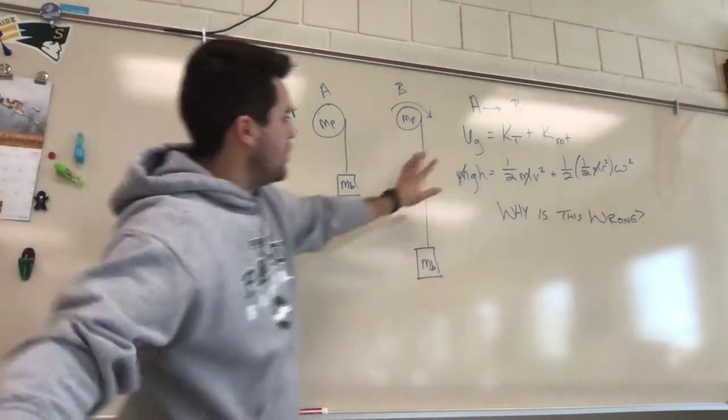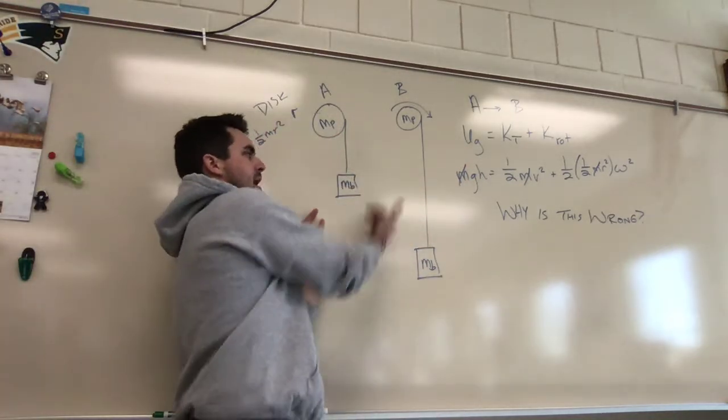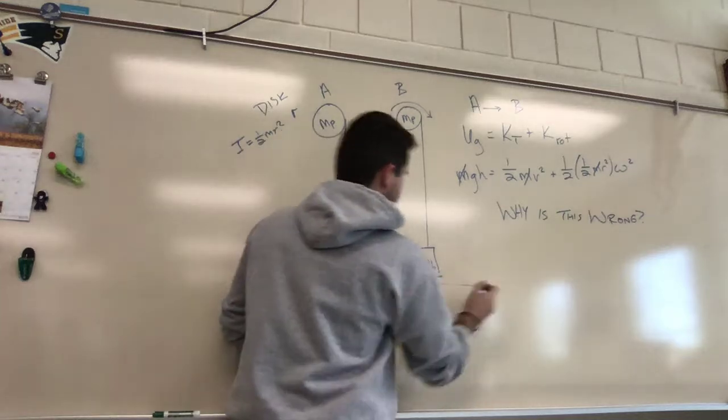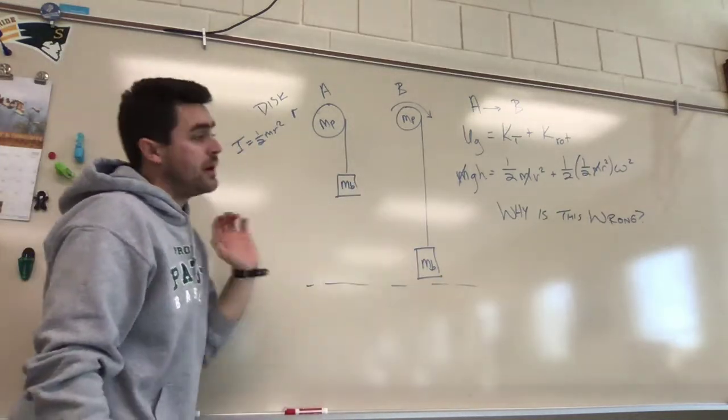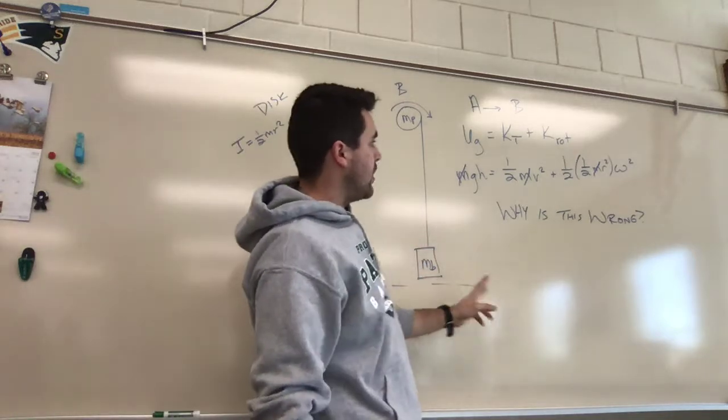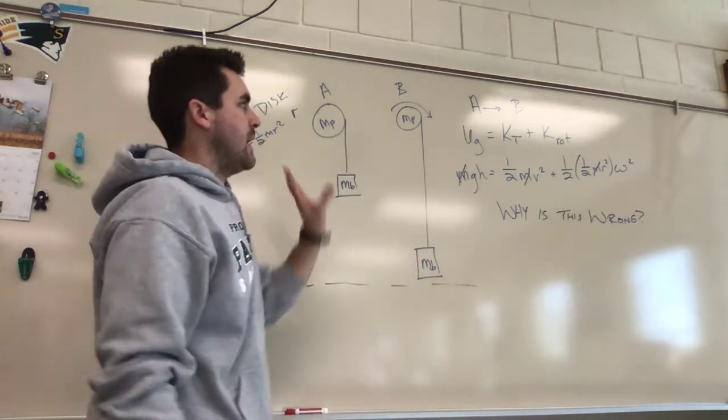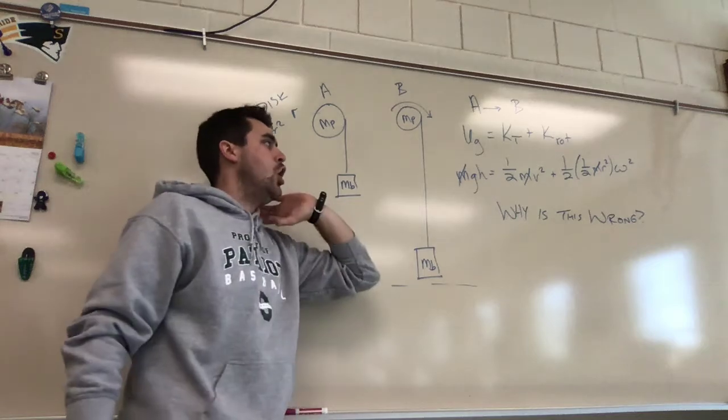So initially I got UG because the system's at rest, the mass is above the ground, and the ground is down there somewhere. After the mass falls and before it hits the ground, it's moving linearly, so there's translational kinetic energy, and the pulley's rotating, so there's K rot.